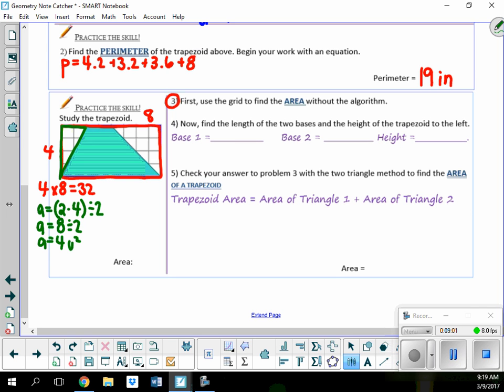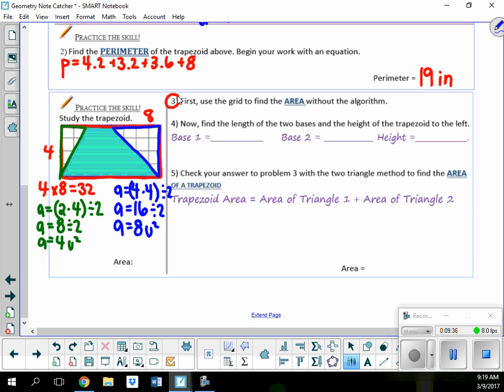Now let's look at the blue one. For the blue one over here, the base is 4, and the height is 4. And then we'll divide by 2 since it's a triangle. So the area is 16 divided by 2. So the area of the blue triangle is 8 units squared.